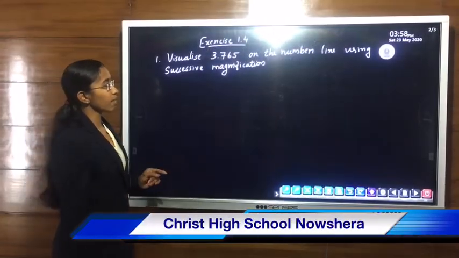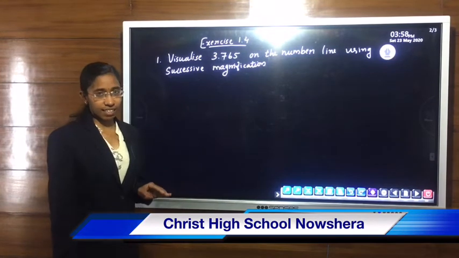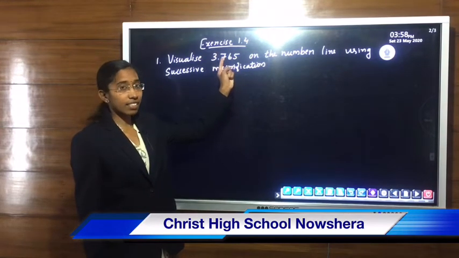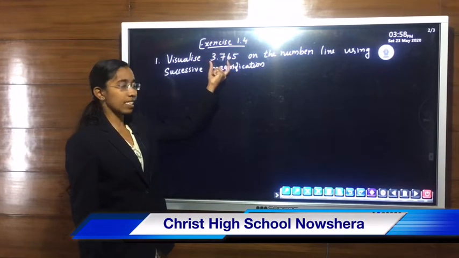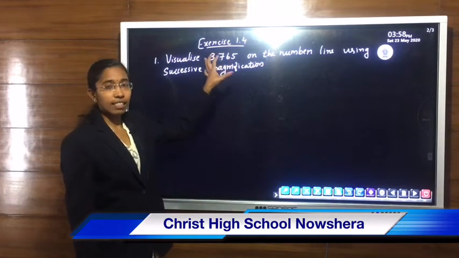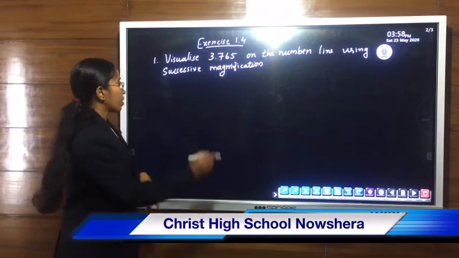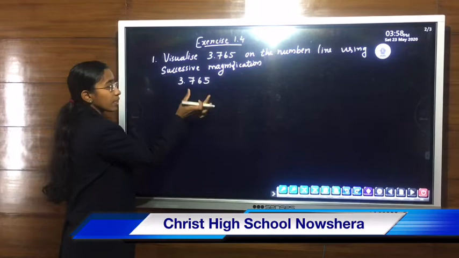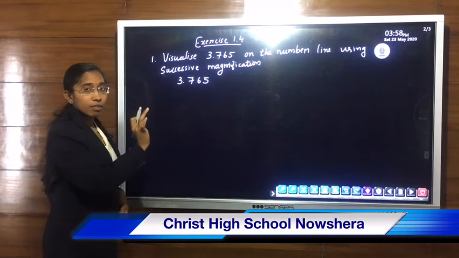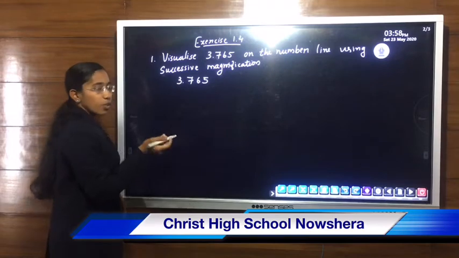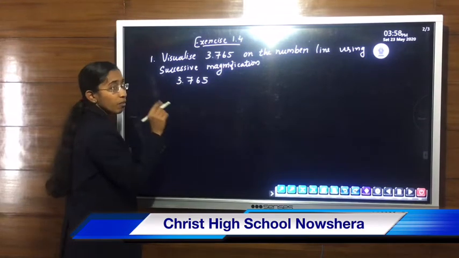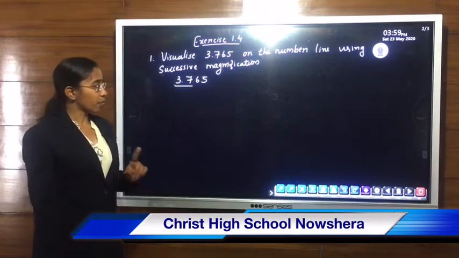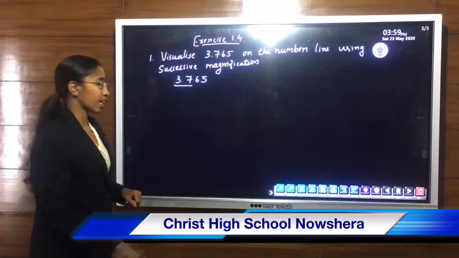Visualize 3.765 on the number line using successive magnification. After the decimal point there are 3 digits, so the number is 3.765. Obviously this decimal lies in between 3 and 4. Our question is to represent 3.765. So first we consider the first digit after the decimal, which means we consider only 3.7. So our first step, first you draw the number line.